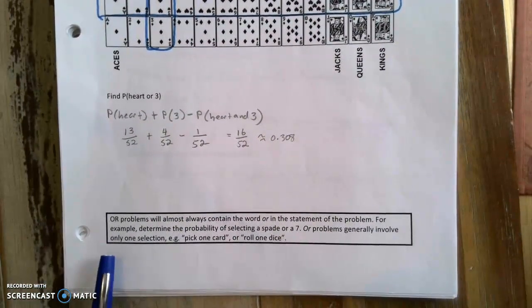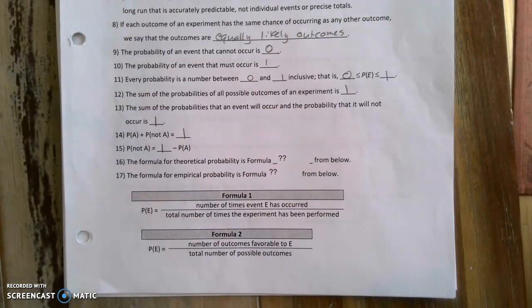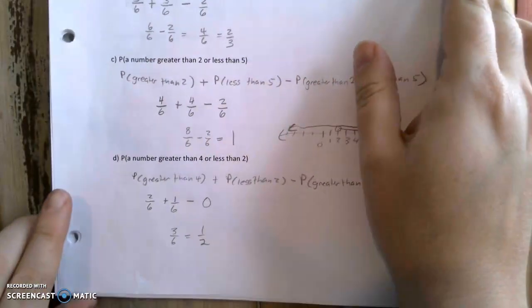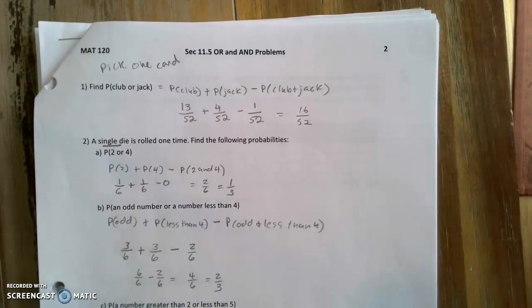So this boxed in piece here, OR problems will almost always contain the word "or" in the statement of the problem. For example, determine the probability of selecting a spade or a 7. OR problems generally involve only one selection, such as picking one card or rolling one die. So for the next page, we're going to think of it that we're going to pick one card.